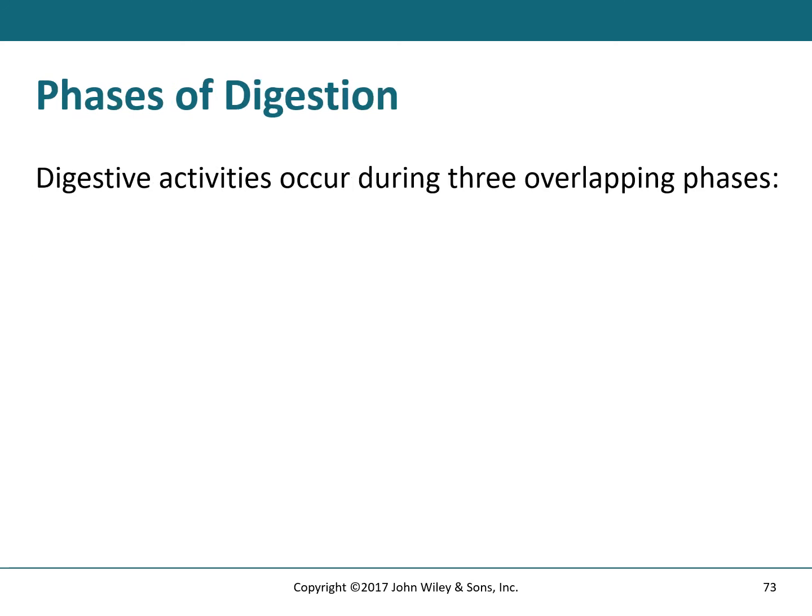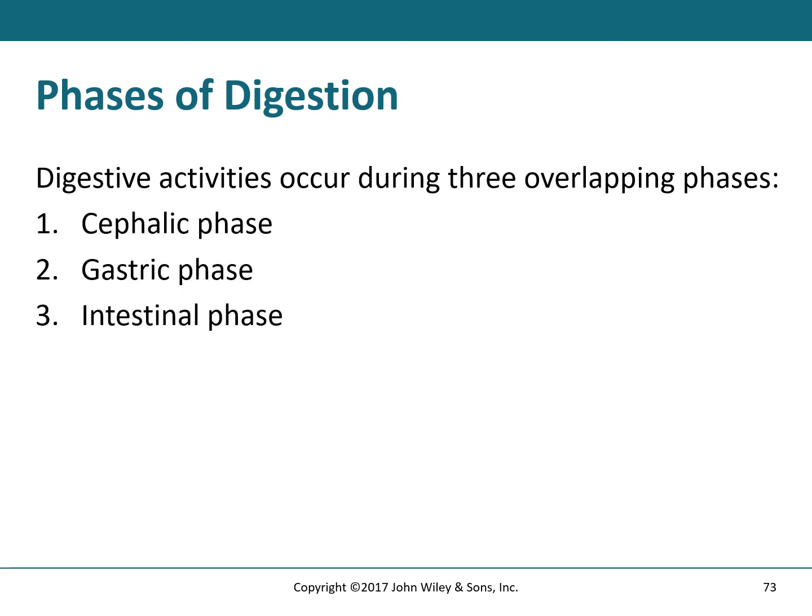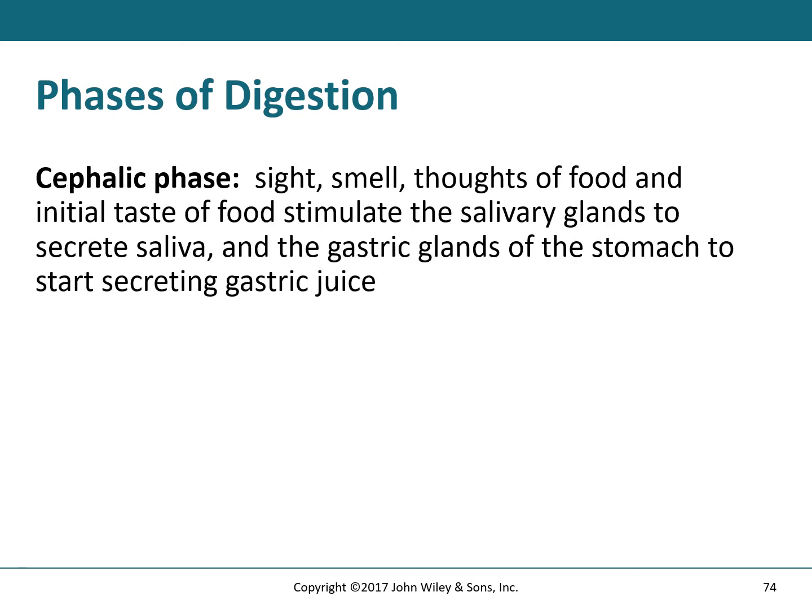There are 3 overlapping phases in digestion: the cephalic phase, the gastric phase, and the intestinal phase. The cephalic phase of digestion occurs when sight, smells, thoughts, and taste of food stimulate the salivary glands to secrete saliva and the gastric glands of the stomach to secrete gastric juice. So have you ever walked into a restaurant and smelled food and your stomach started gurgling, or you thought of food, or you looked at food and you started salivating? This is caused by the cephalic phase.